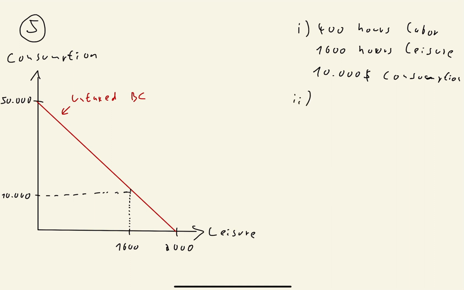The next interesting point is then given by $30,000, and this will correspond to 1,200 hours of labor, or 800 hours of leisure. And what you then will get is, if you work for 1,200 hours, you can get a maximum of $26,000. So that's what you can get at most.